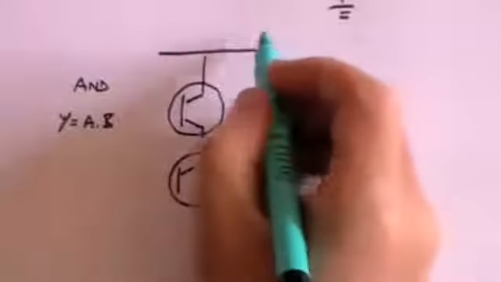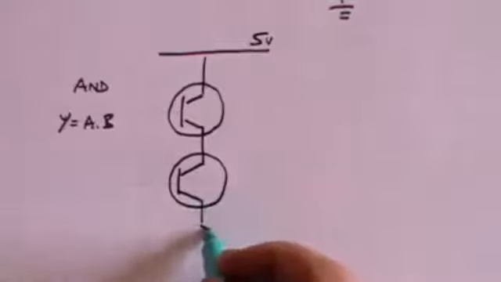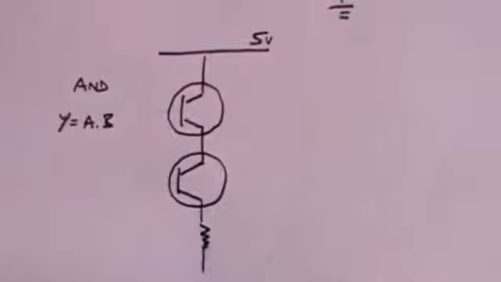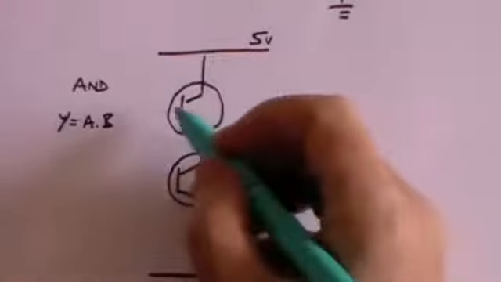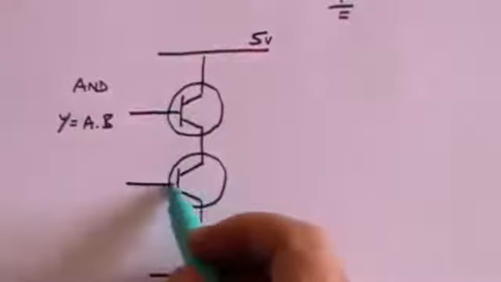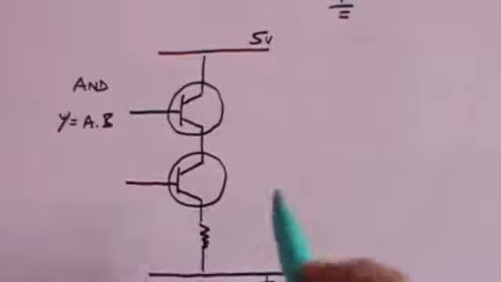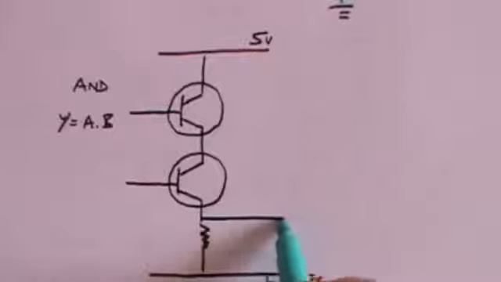This one goes up to the 5 volt battery. This one comes down through a resistance to 0 volts, so that's essentially grounded. Better connect this up here. And our 2 inputs are essentially the 2 base inputs to the 2 transistors. And we're going to take the output at this point here.